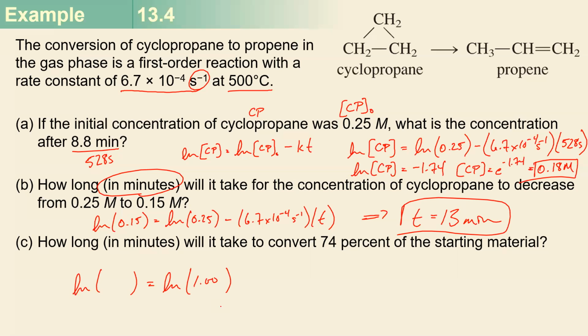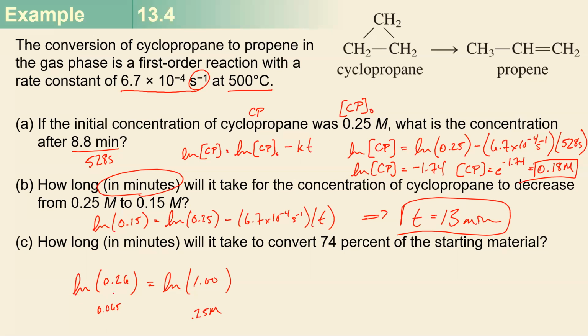26%. So 26%, 0.26. All right, so this is one way to do it. Again, you could take the molarity, plug in 0.25 molar here, and take 0.26 times 0.25, plug in 0.065 there. You'll get exactly the same number, right?